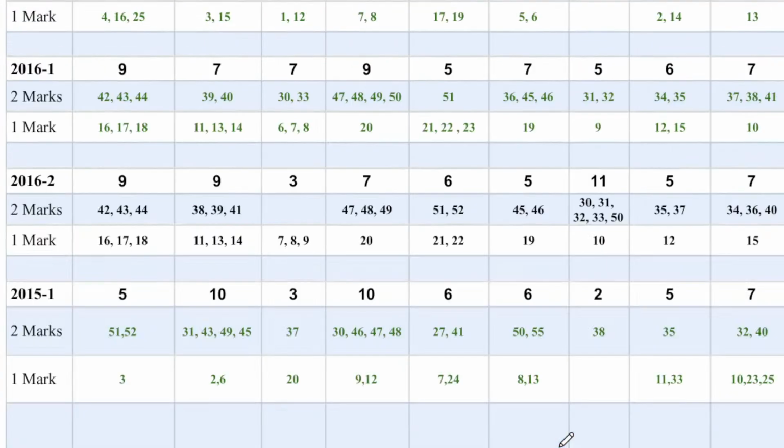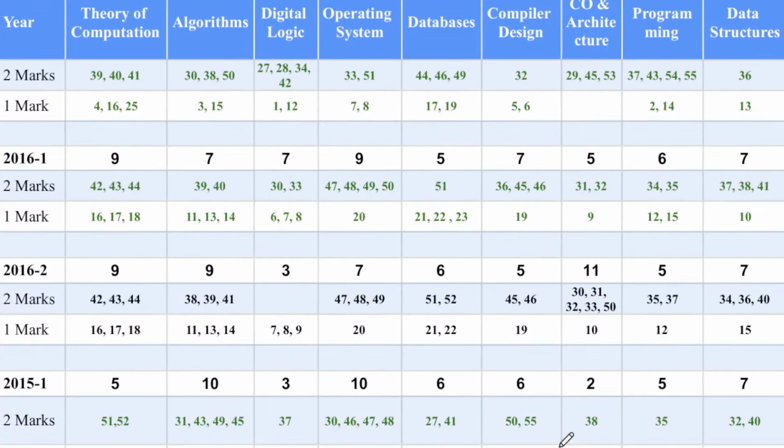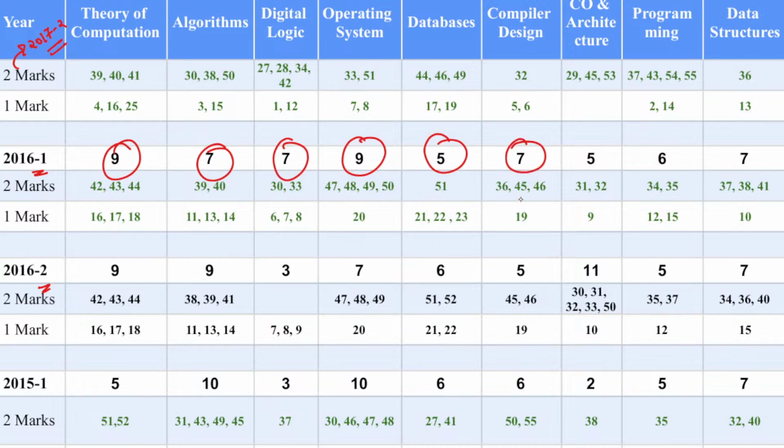Now if you move ahead, you can see this was the 2017 paper 2 distribution. After that, this is the 2016 paper 1 and paper 2. So 9 questions of TOC, 7 questions of algorithm, digital 7, operating 9, 5 of database, compiler design 7, COA 5 questions. Majorly they ask for 2 marks questions only.